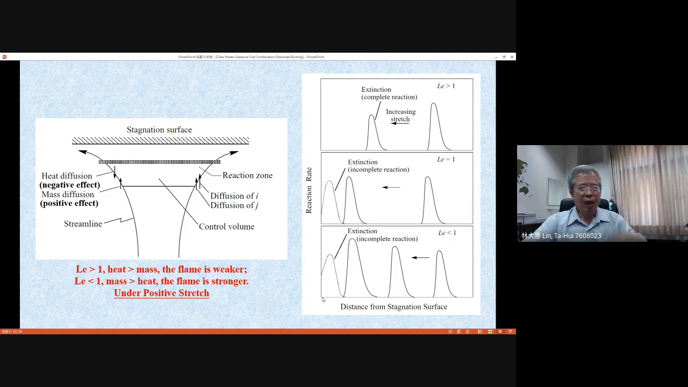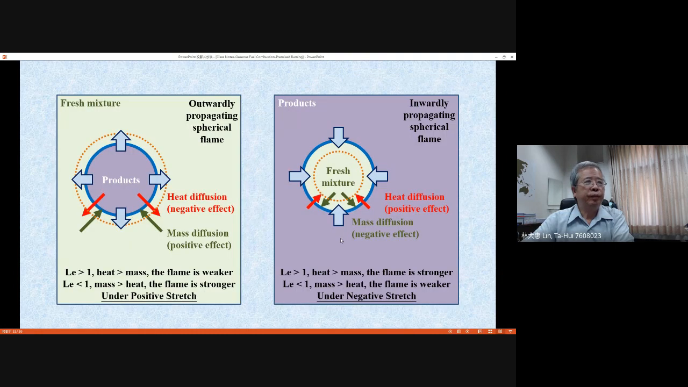Okay. Now, I think from these kinds of plots, you understand how to describe the influence coming from the Lewis number coupled with flow stretch. Remember, for the stagnation point flow or opposed flow, the flame is always under positive stretch. Now, this positive flame stretch coupled with the Lewis number effect will give you these different kinds of variation. Try to remember it, and we will have some experimental results to show you later.